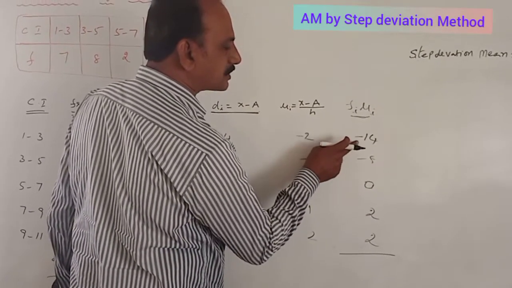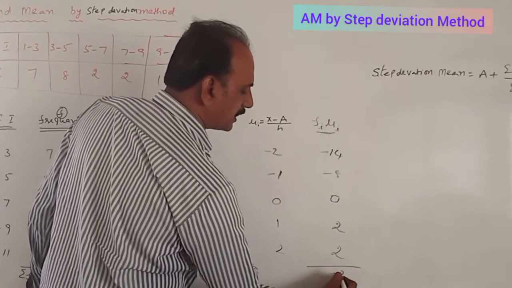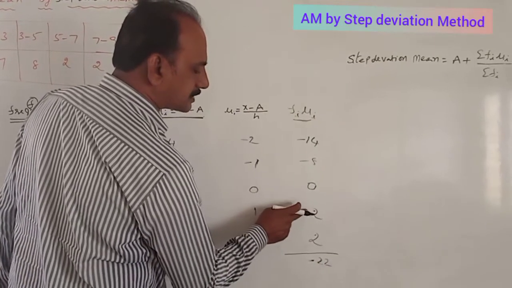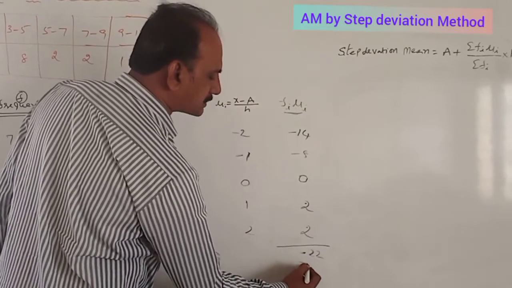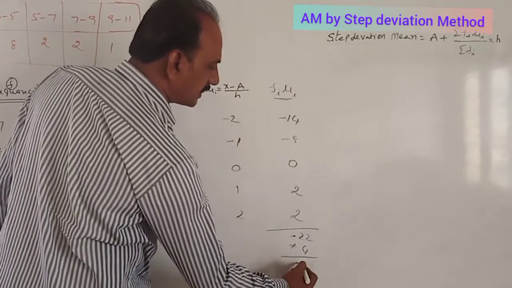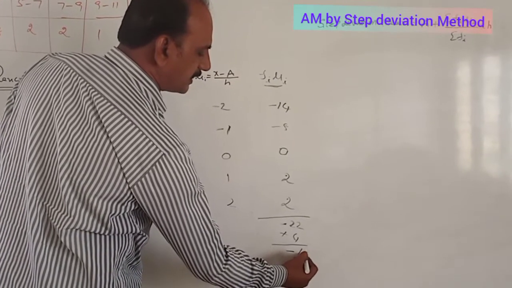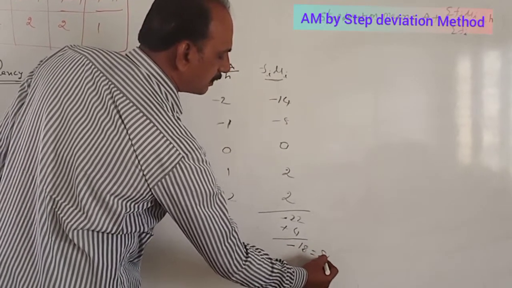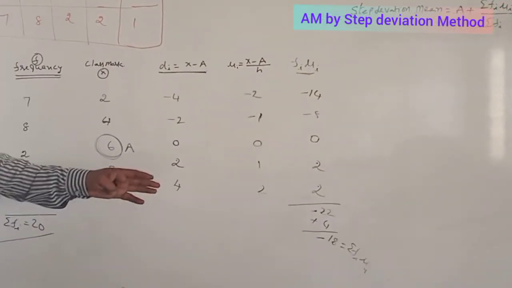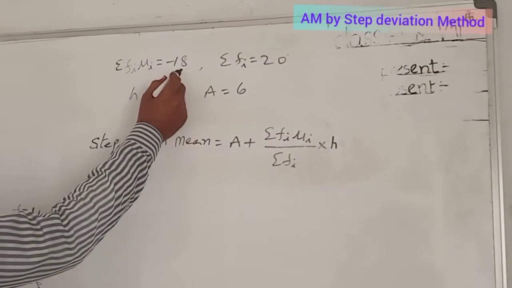What are the negative values? Minus 14, minus 8, minus 22. That value is minus 22. And the next positive values are 2 plus 2, equal to plus 4. Plus 4 with minus 22 is equal to minus 18. That value is sigma Fi Uy, so sigma Fi Uy equals minus 18.